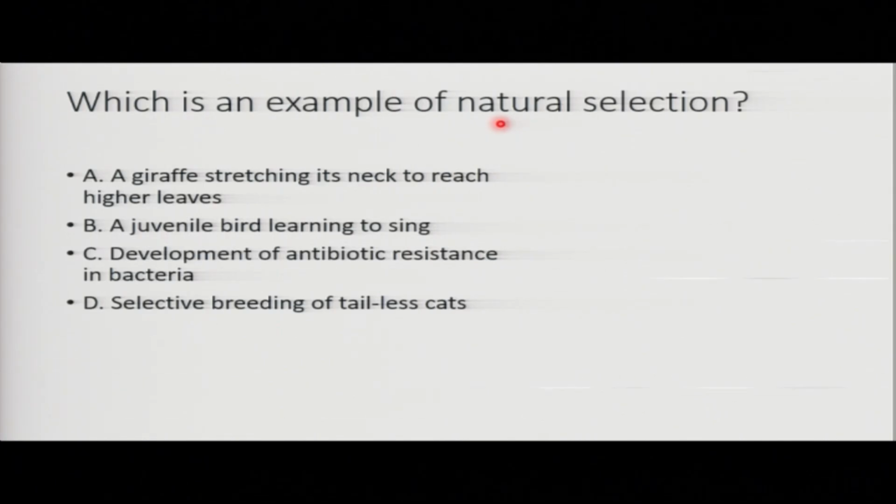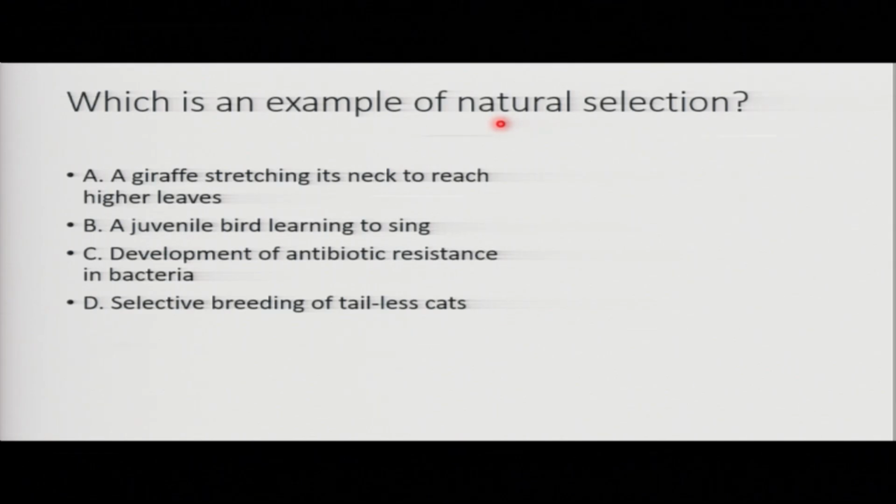So we again need to start making a comparison. Are they talking about artificial selection or natural selection? How slow is it? How fast is it? Taking us back to the differences we looked at. So A, a giraffe stretching its neck to reach higher levels, a juvenile bird learning to sing, development of antibiotic resistance in bacteria, okay? Selective breeding of tailless cats. Okay, we want cats without any tails anymore.